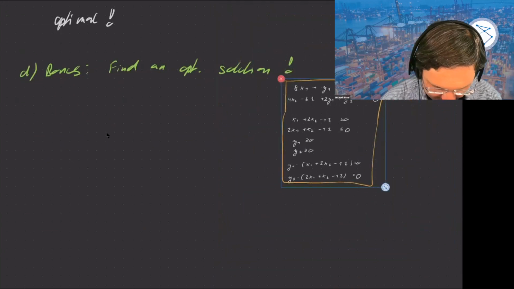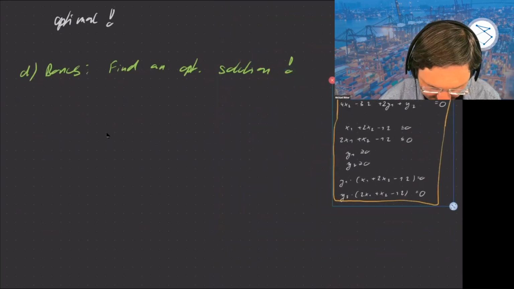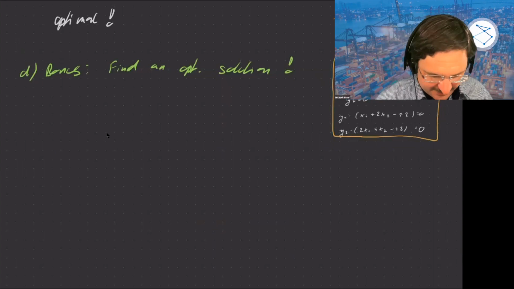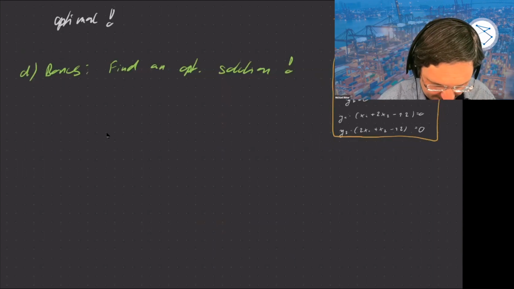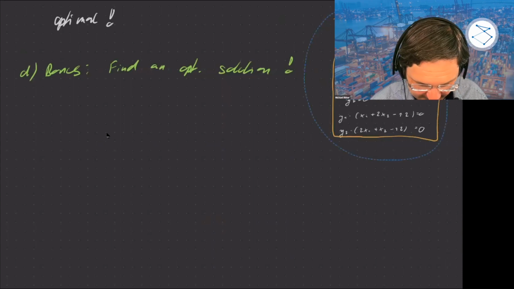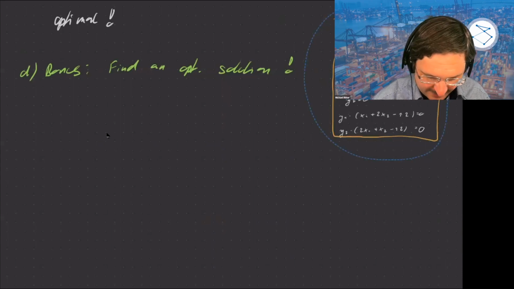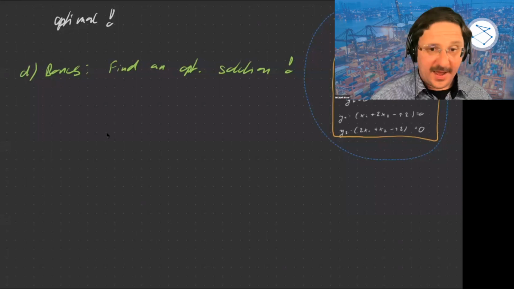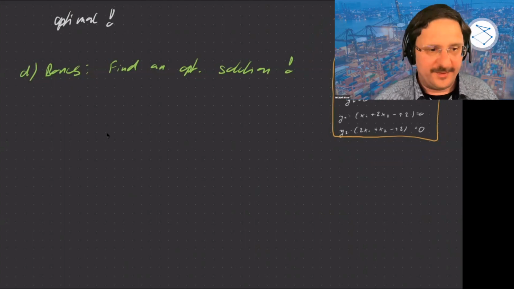A little smaller, so I hope you can still read that. So those are the KKT conditions. And we want to find a solution to all of these KKT conditions. So we want to determine x1, x2, and y1, y2, such that all these KKT conditions hold. How can we go about that?